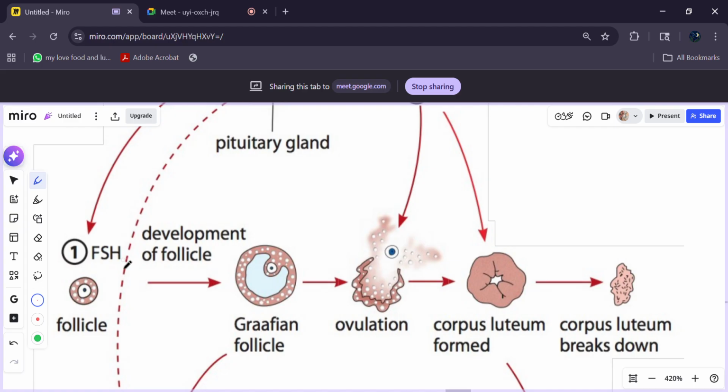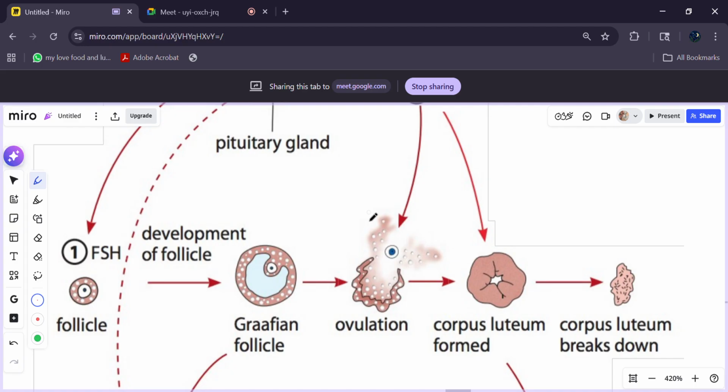The FSH is a hormone that stimulates the development of follicles in the ovaries. The Graafian follicle, which is a matured follicle, develops, and it is the Graafian follicle that secretes the oestrogen into the bloodstream. Now, the oestrogen is a hormone created by the Graafian follicle. From there we go to the second stage, which is the repair and the growth of the uterine lining.